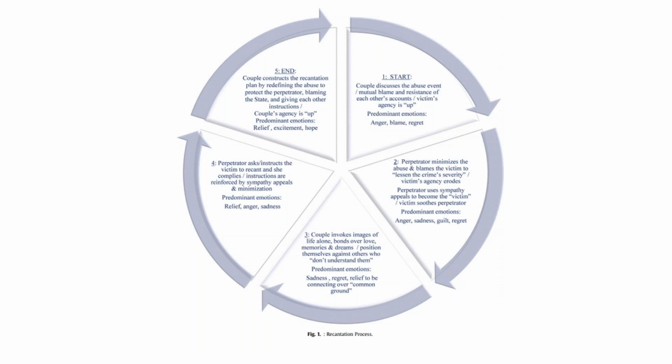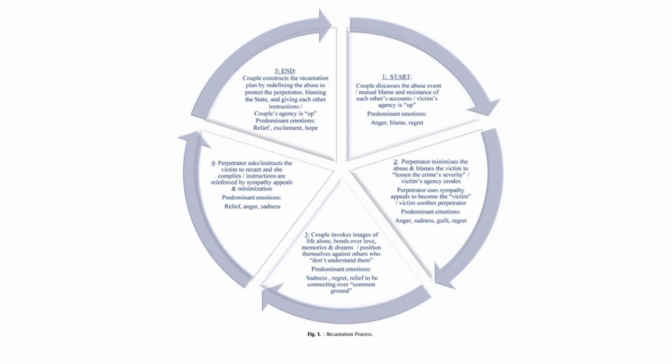But then as the cycle continues and the calls continue, what they see is that agency starts to erode, right? If you look down at number 3, then the predominant emotions are sadness, reflecting on the things that they did as a couple, saying people around them simply don't understand their relationship. And then once it gets to the end of the cycle, what happens? The couple is crafting the recantation plan at that point. They're giving each other instructions. And instead of the victim's agency being up at the start, then the couple's agency is up at the end.